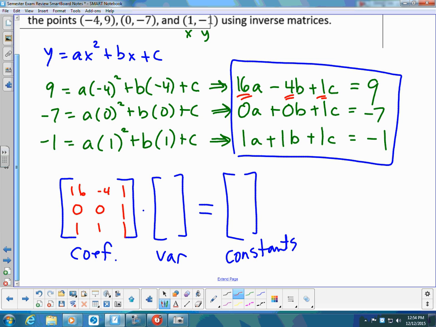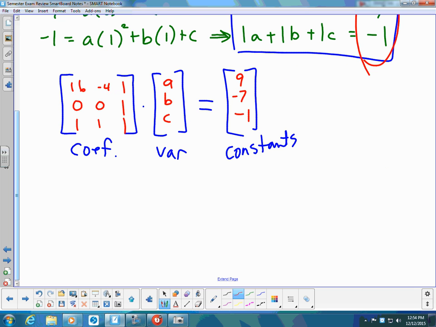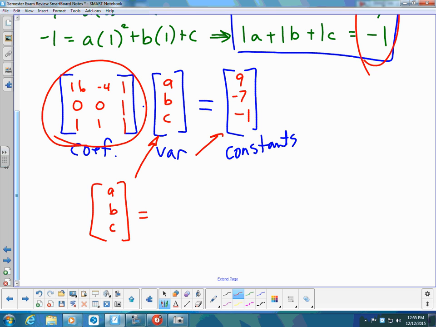Our variables are the a, the b, and the c. So we're going to fill those in here. And then the constants are just these numbers here, so that's going to be the 9, negative 7, negative 1. In order to solve this matrix equation, we can solve for ABC by taking the inverse of this matrix times this matrix.